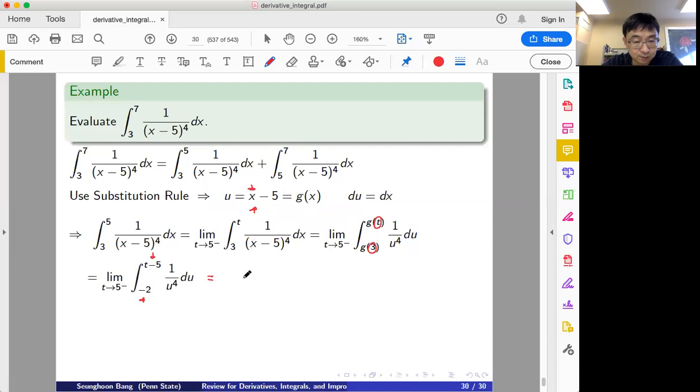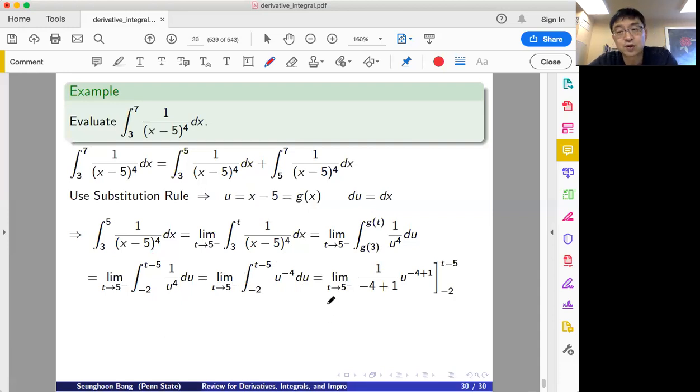So the limit as t approaches 5 from the left of the integral from negative 2 to t minus 5 of u to the negative 4. You can change it to u to the minus 4. You can use the power rule: the limit as t approaches 5 from the left of 1 over (negative 4 plus 1) times u to the minus 4 plus 1, from negative 2 to t minus 5.